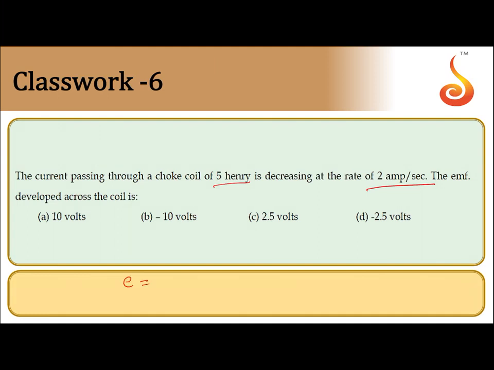So EMF induced is given by minus L into di by dt. So here this 2 ampere per second is di by dt, that is decreasing, so it should be negative. So L is given, it is 5, so minus 5 into this is minus 2, minus because it is decreasing. So that will become 10 volt. That is option A.